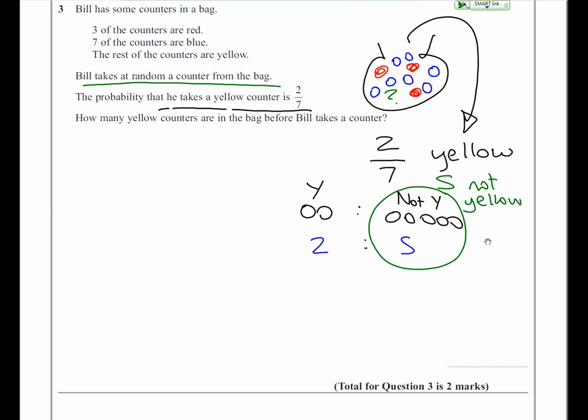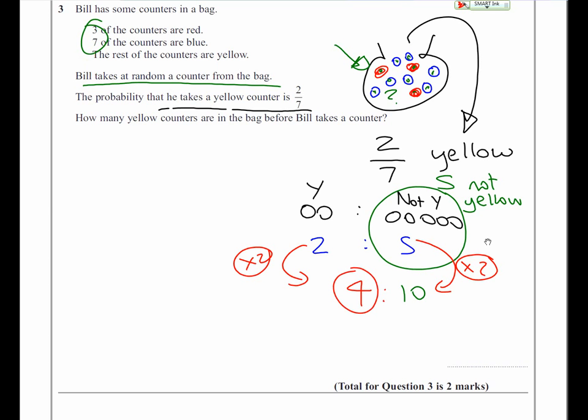Let's count up how many not yellow we've got in the real bag: 1, 2, 3, 4, 5, 6, 7, 8, 9, 10. Or you could have just done 3 and 7, but that's your choice. So we had 5. You can times by 2 to get to 10. So you can do 2 times 2 to get to the fact that there are 4 yellow counters in the bag. You do not want to start eating counters, believe me.